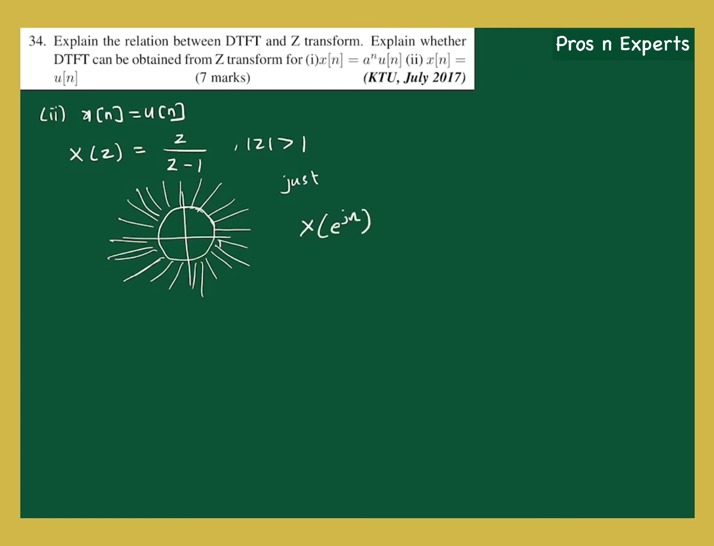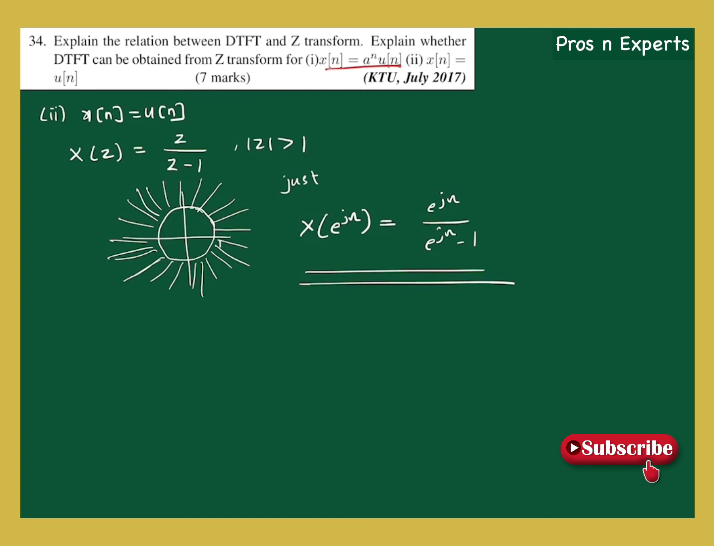and it can be evaluated by putting z equal to e raised to j omega. So x of e raised to j omega equal to e raised to j omega by e raised to j omega minus 1. So the conclusion is, for both of these questions, the DTFT exists and can be obtained from the Z transform. But for the first question specifically, this stands only for mod a less than 1. So that concludes the answer.